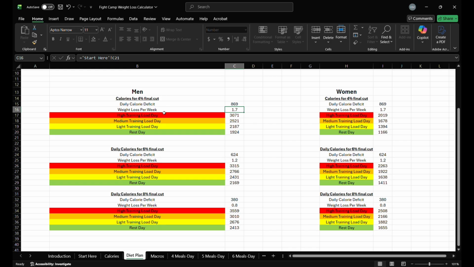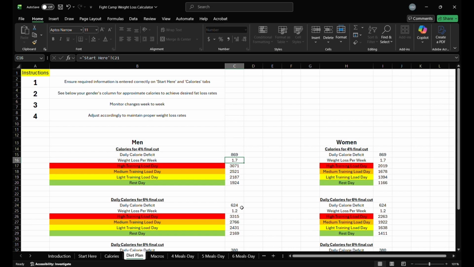And if you look, we have our men's side, our women's side, 4%, 6%, 8%. So you're going to have to do a little bit of digging in terms of making sure you're looking at the correct numbers. But this will give you a pretty good idea of what you need to eat day to day, depending on what type of training day it is, whether it's a very hard day, a medium day, a light day, or a non-training day, a rest day. And then you can go from there.